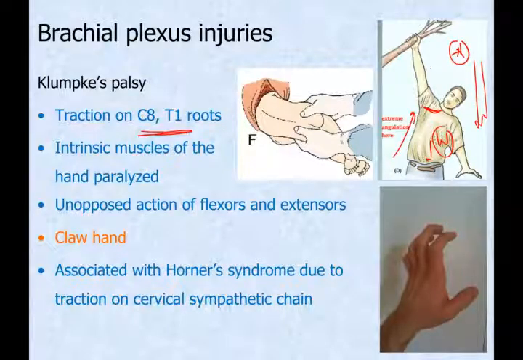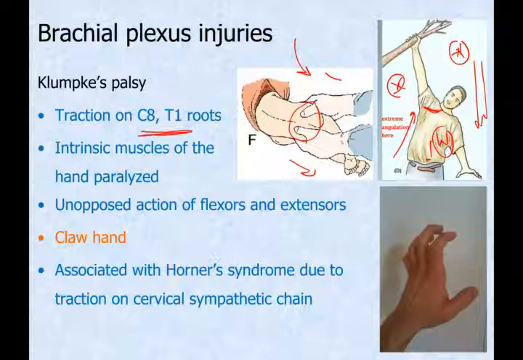Same thing can happen when a baby is delivered. Now this is a breech delivery. So the back comes first, and the baby gets stuck inside. Someone is pulling from the back, so the shoulders are inside. The same thing that happened here can happen to the baby. One-sided or both sides, the lower nerve roots can get damaged. So this is called Klumpke's palsy.